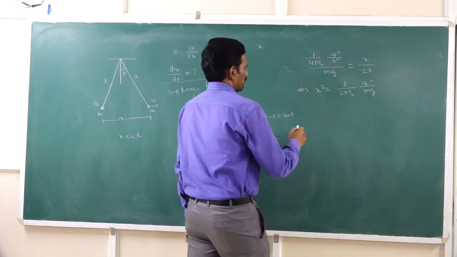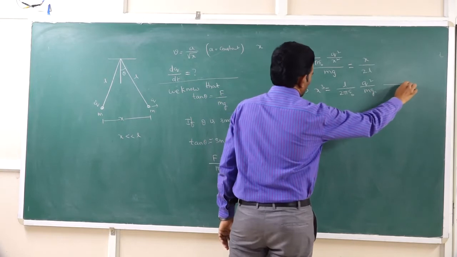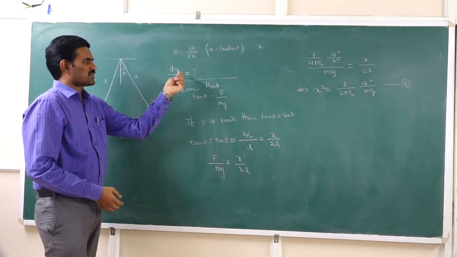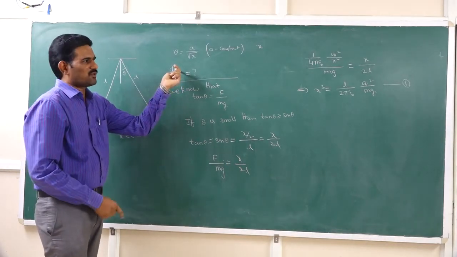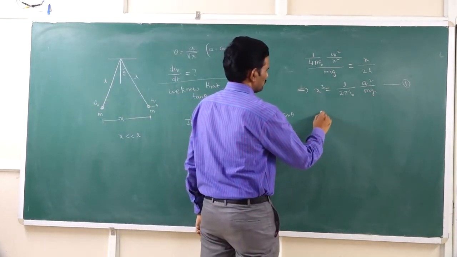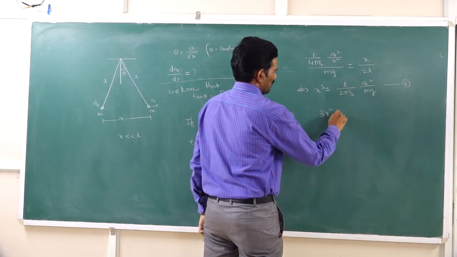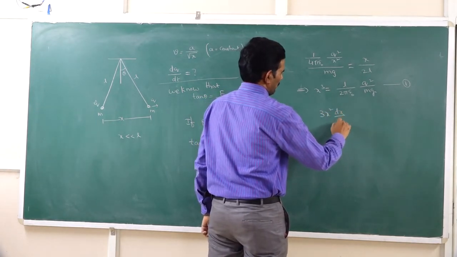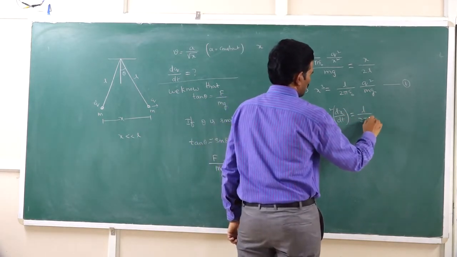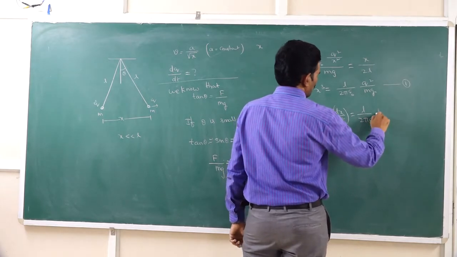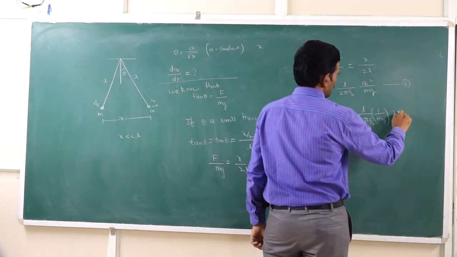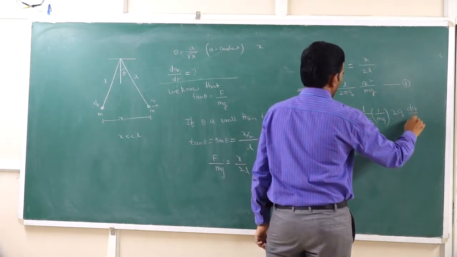Now let us differentiate this equation. Let's take this x cube expression as equation 1. Our need is to find dq by dt, so let us differentiate the equation. We get 3x square into dx by dt, equal to L by 2 pi epsilon naught into 1 by mg into the q square differentiation, which is nothing but 2q into dq by dt.